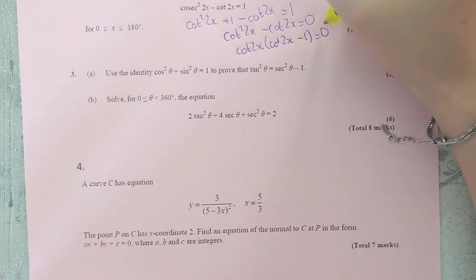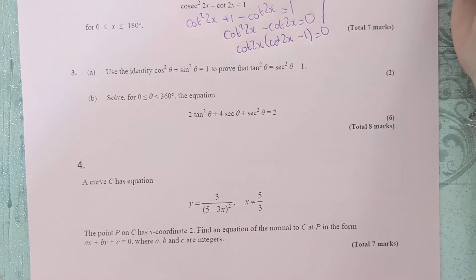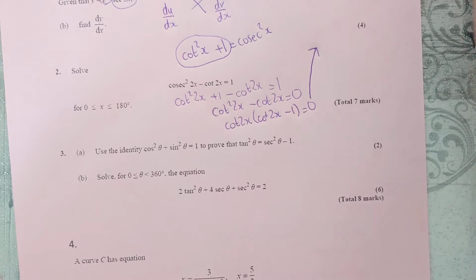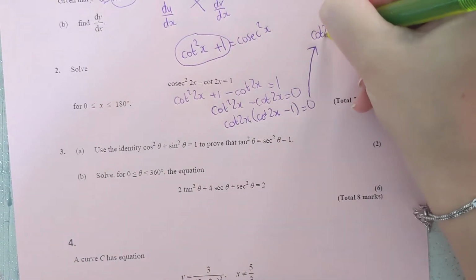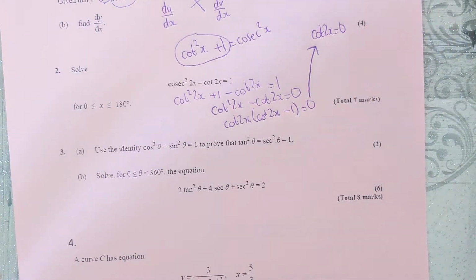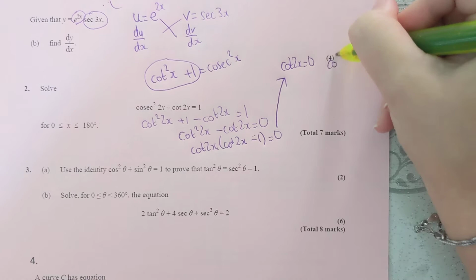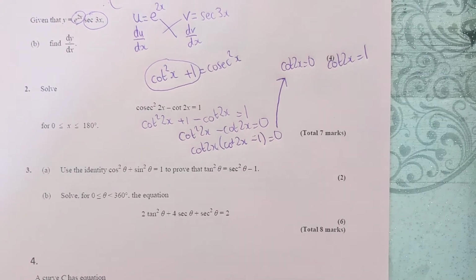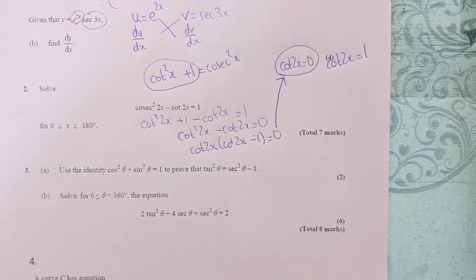Now the first one we haven't really done in class yet. I didn't realise this came up in the homework. However, it's quite simple to quickly say now. So it could be that cot 2x equals 0, or it could be that cot 2x equals 1. So I'll start with the one that we haven't really quite talked about yet in class.